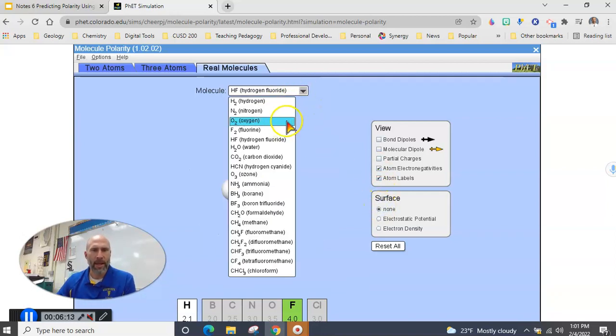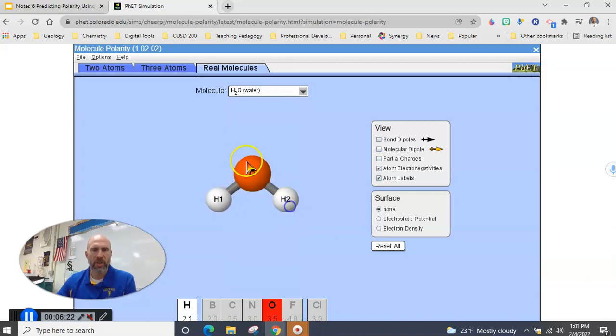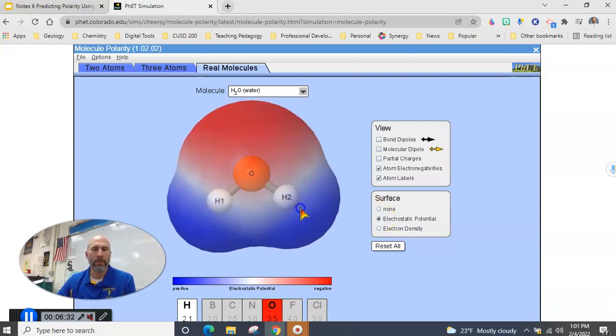So let's go ahead and look at one that is bent. Right? So where's water? There it is. Okay, so here's water. There's the bent shape. Now remember, it's not showing it here, but it has these electrons up top, the two unshared pairs of electrons that are causing it to have this bent shape. But then because, remember we said bent is always polar, right? This is why, right? So bent is always going to be polar.